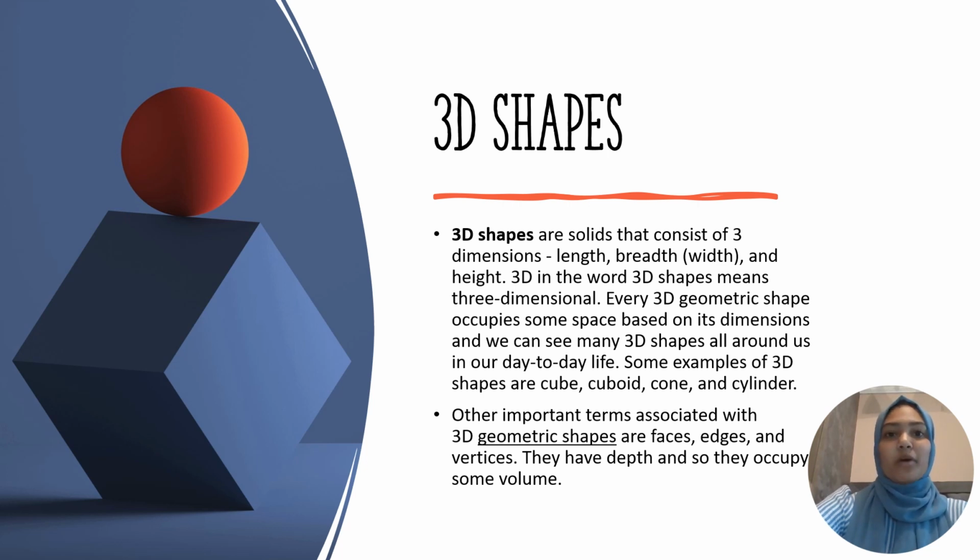Here we are going to speak about 3D objects. 3D shapes are solids that consist of three dimensions. This is where your 3D shapes consist of your length, your width, and your breadth. 3D means three-dimensional, which means they are geometric shapes that occupy some space based on their dimensions, and we can see many 3D shapes around us in our day-to-day life.